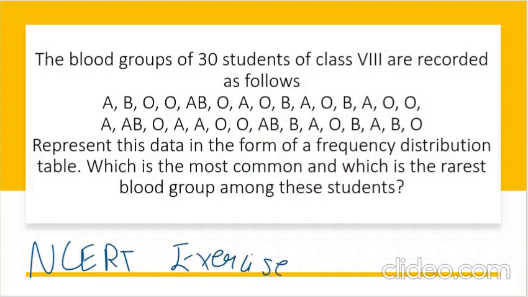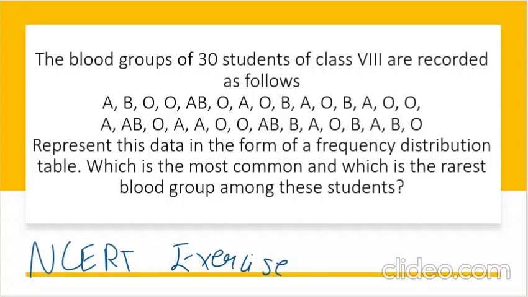Now question number 1 says: blood groups of 30 students of class 8th are recorded: A, B, O, O, A, B, O, A. This is the data. Represent this data in the form of a frequency distribution table. And which is the most common and which is the rarest blood group among these?